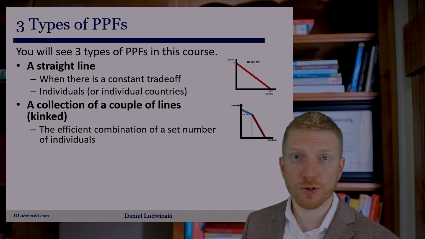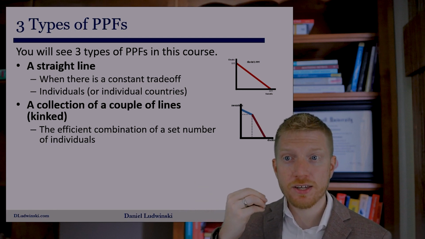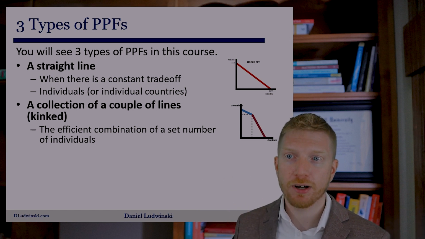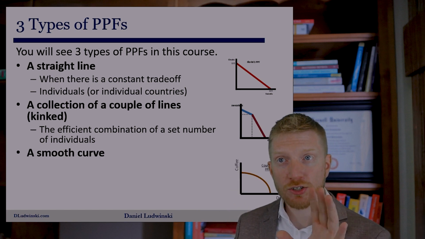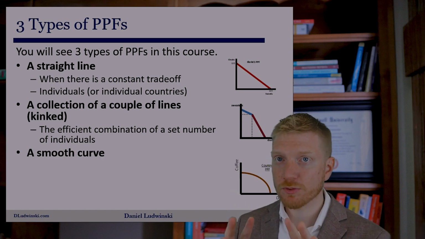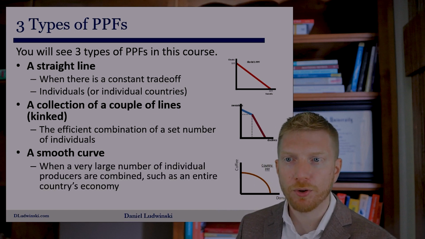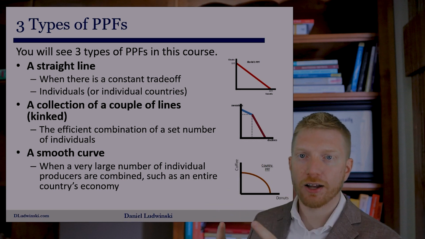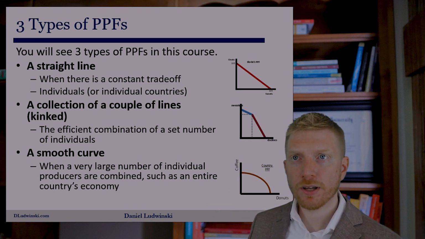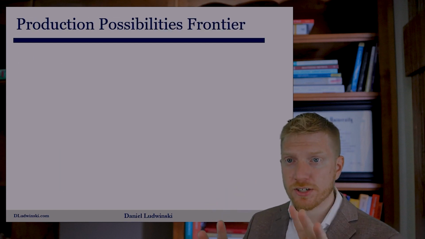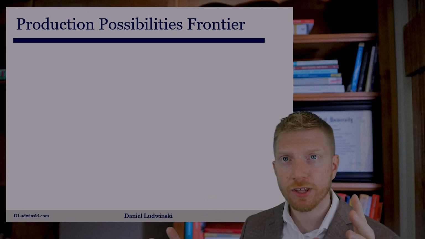Now, when we have a bunch of individuals, say a bunch of different companies and individuals producing in a macroeconomy, this gives us the third type of PPF. This is a smooth curve. We haven't seen this one yet. This is when a large number of individuals are producing together, such as an entire country. And so this is our production possibility frontier for the entire economy.